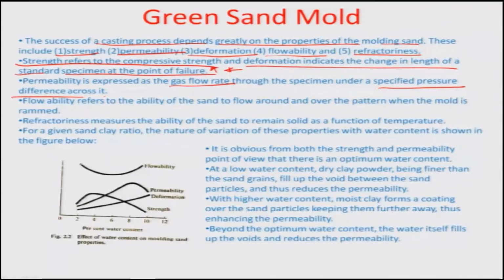The other important ability is flowability, which refers to the ability of a sand to flow around and over the pattern when the mold is rammed, and refractoriness measures the ability of the sand to remain solid as a function of temperature. So, I think I have covered all these 4 parts as I mentioned earlier.